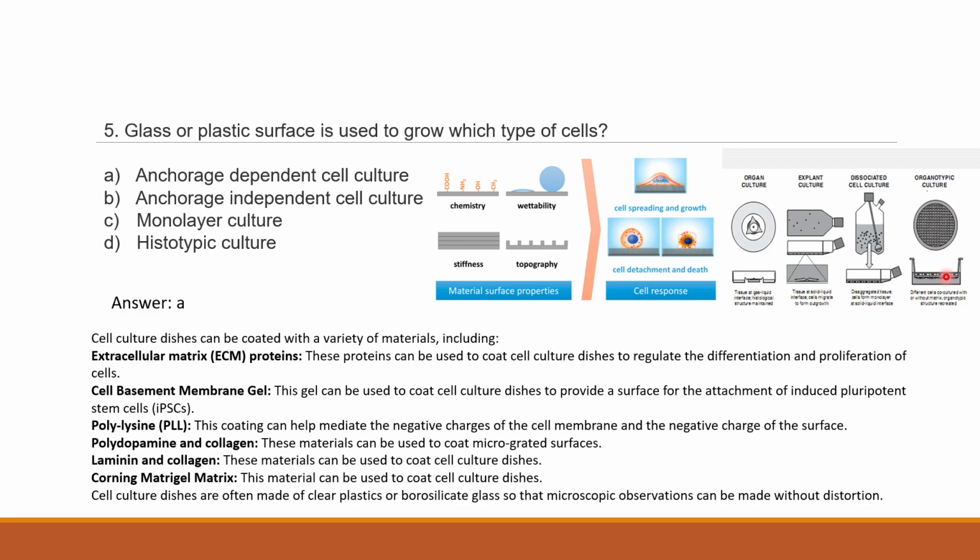So, cell culture dishes can be coated with a variety of materials, including extracellular matrix proteins. Extracellular matrix proteins help in adherence of your cells, and they can also be used to coat your cell culture dishes to regulate the differentiation and proliferation of the cells. Your extracellular matrix will also have proteins which are secreted by other cells, or inbuilt proteins in your matrix, based on where you get your ECM from. If you're coating it by yourself, then it will have a component that has so and so proteins. Based on that, you can buy different ECM coatings and coat them on your plate.